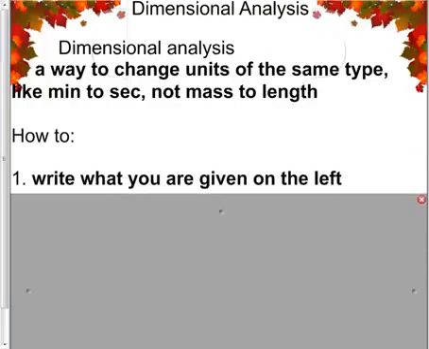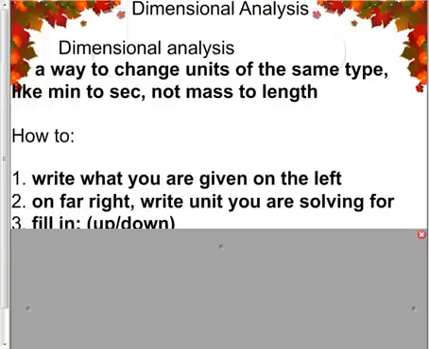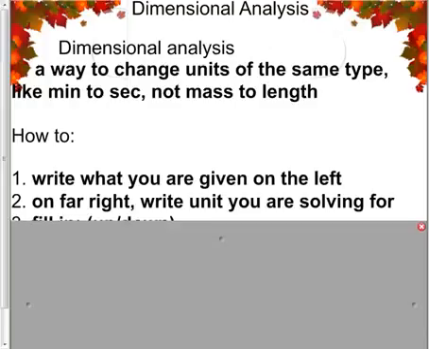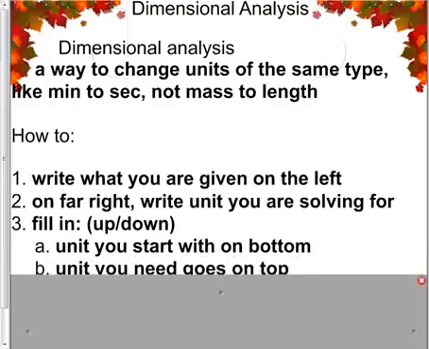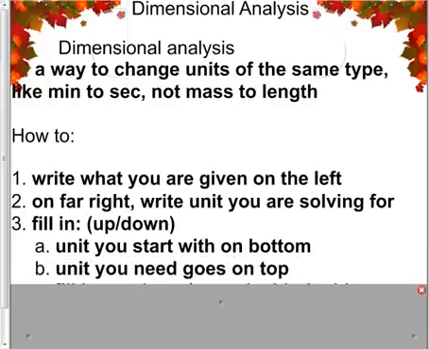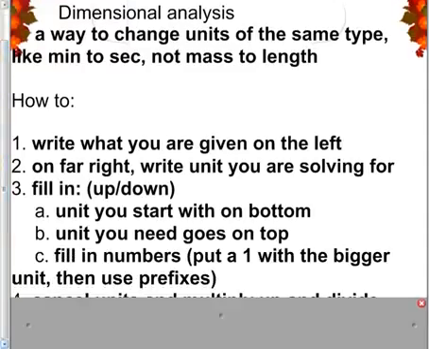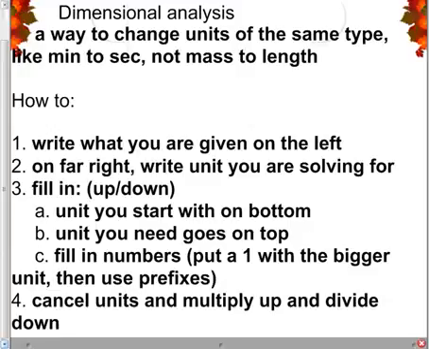We're going to go through these rules, so write them down for a minute, and then I'll show you how to do it with the examples. We write what we're given on the left, that's already done for you. On the far right, you're going to write the unit you are solving for, also done for you on this page. Steps 3 and 4, where you're actually going to be writing. We're going to fill it in kind of an up-down fashion. The unit we start with, the unit that we need. We're going to fill in some numbers, and then we're going to be able to cancel units, multiply up, and divide. Pause the video, copy this down, and then move on.